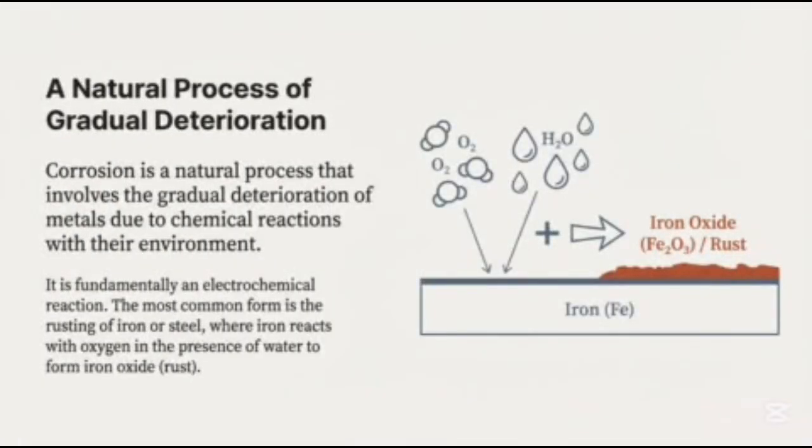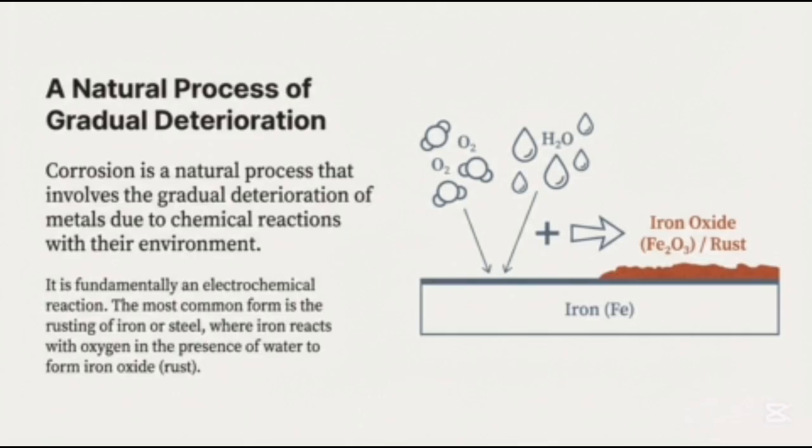Corrosion is a gradual natural process. It's a chemical process that occurs in materials and weakens them. It can be described as an electrochemical process. The most common form is the rust of iron or steel, where iron reacts with oxygen in the presence of water to form iron oxide.